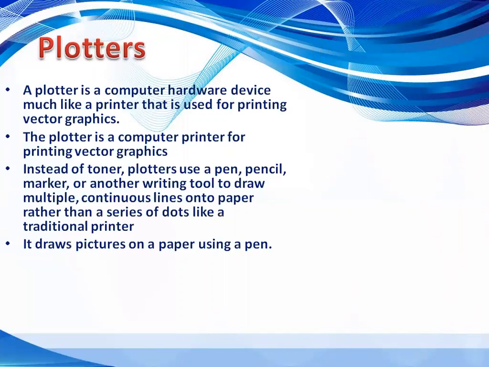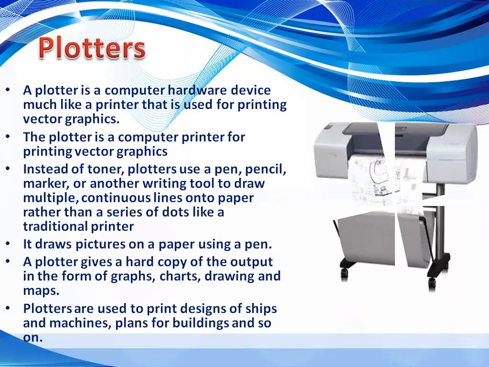The next type of hard copy device is the plotter. A plotter is a computer hardware device, much like a printer, that is used for printing vector graphics. Instead of toner, a plotter uses a pen, pencil, marker, or another writing tool to draw multiple continuous lines onto paper rather than a series of dots like a traditional printer. It draws pictures on paper using a pen.